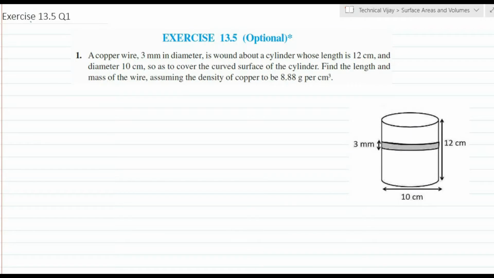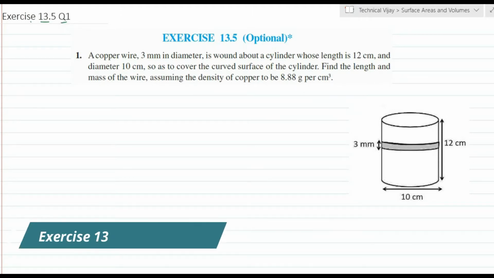Welcome students. Today we will see exercise 13.5, in that question number 1. This exercise is an optional one, but you have to practice these questions so that it is very easy to get through in the exams.